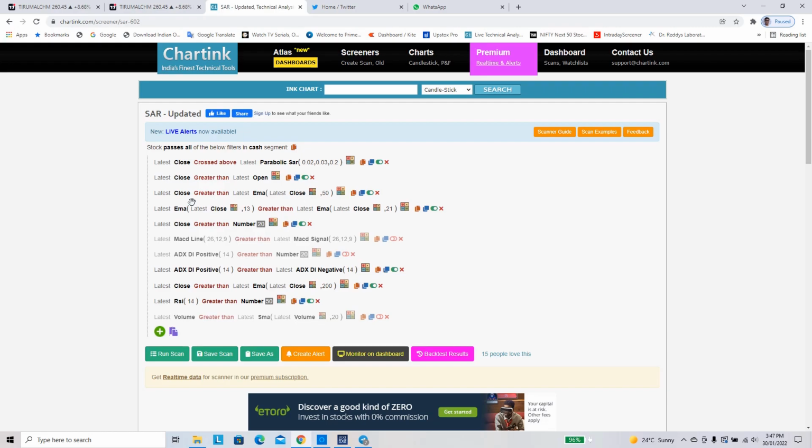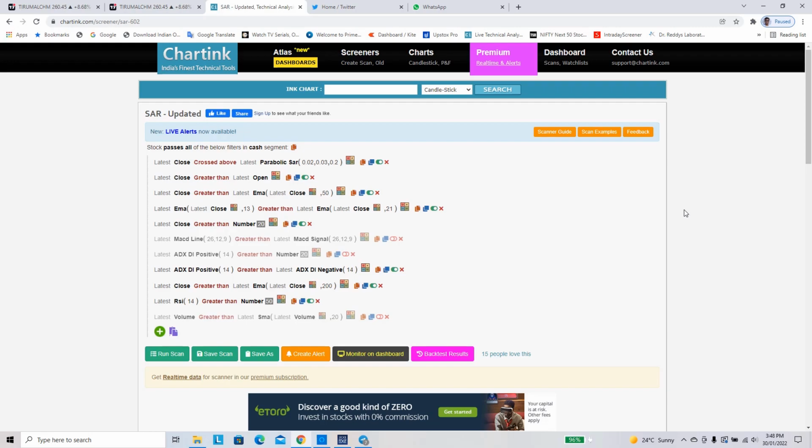Then the third logic is latest close greater than latest EMA 50, so the closing price of the stock should be above EMA 50. The next logic is very important in our strategy, because we are going to play a swing plus momentum strategy. We want stocks which are in momentum. So latest EMA 13 greater than latest EMA 21, so that crossover has already happened, and latest close is greater than 20.